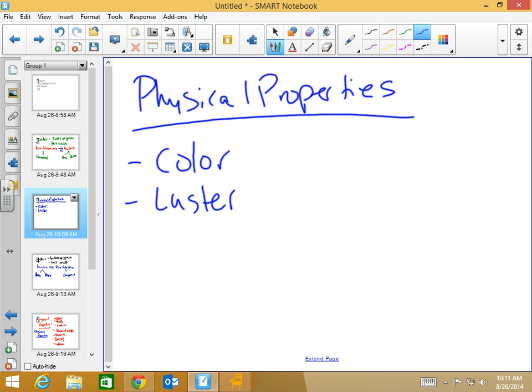Hang on. Anyone know what luster means? It's a great chemistry word. Sir? What does it mean, sir? Shiny. Yeah, it's a fancy way of saying shiny. Absolutely. Okay, another property, sir?